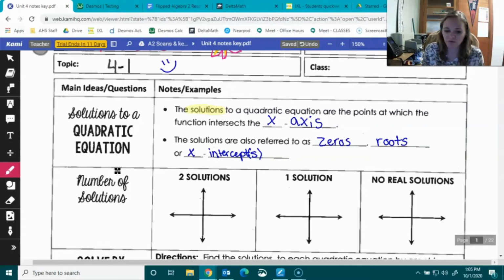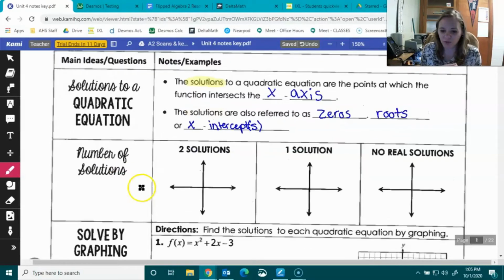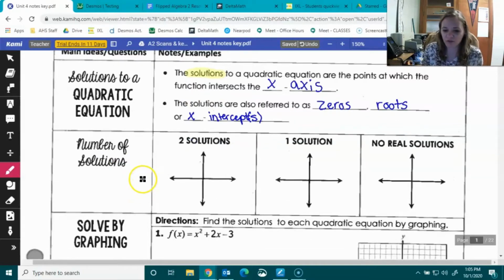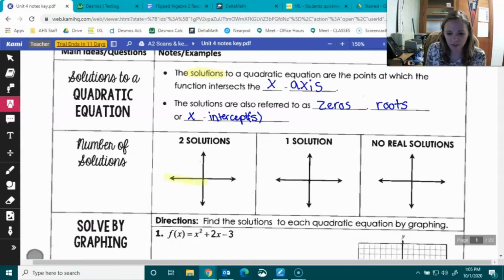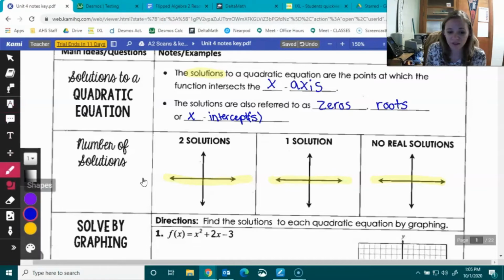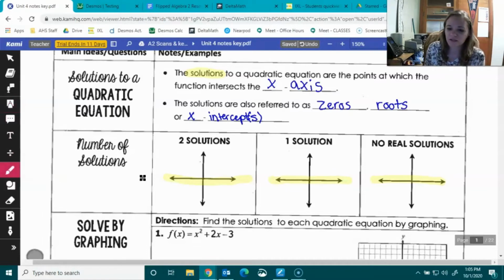So to show you an example of what the graph could look like, and the number of solutions it would contain, real quick, I'm going to highlight the x-axis on each of these, because remember, that's where we're going to find our solutions, here on the x-axis, not the y-axis. Not the y-axis, only the x-axis. X contains the solutions.